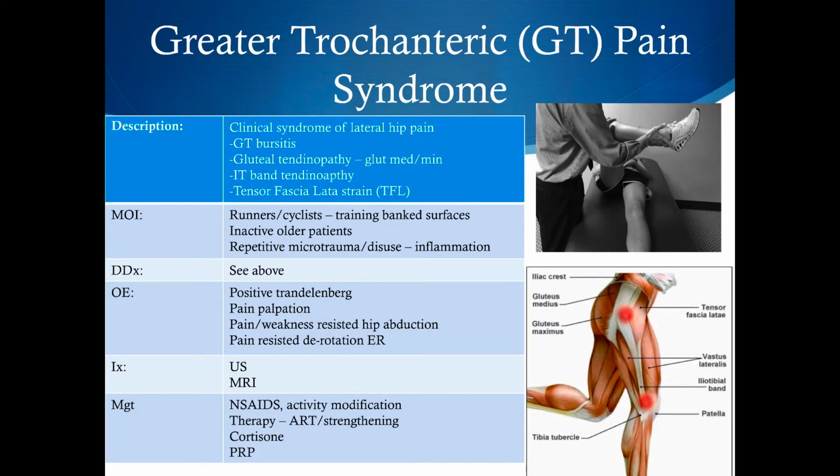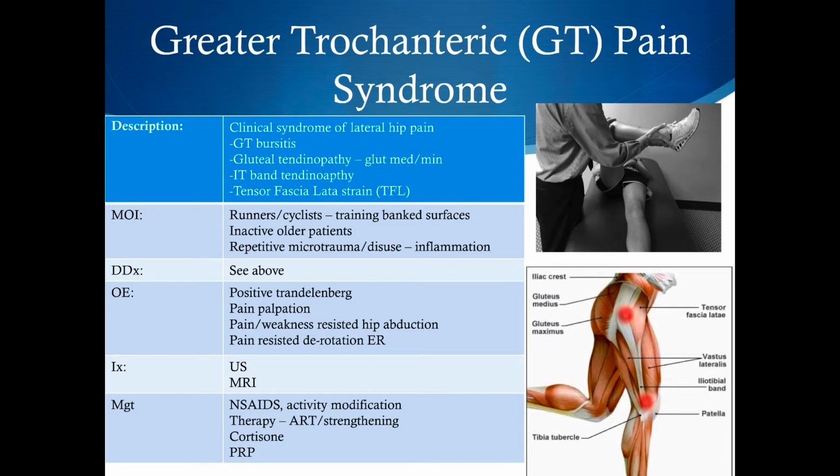It includes things like greater trochanteric bursitis, which overlies the lateral aspect of the hip, the greater trochanter. Gluteal tendinopathy, involving the glute medius or glute minimus tendons, most commonly. IT band tendinopathy or tensor fascia lata injury. And you can see on the diagram there on the right-hand side the various sites for those affected areas.